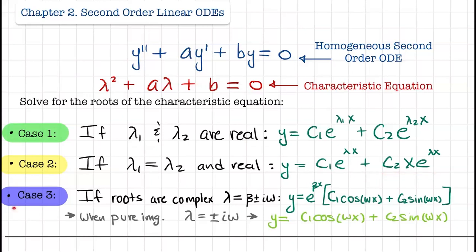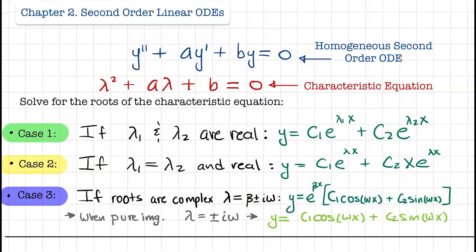Now, case 3 can have two situations. In case 3, basically you get it when your roots are complex. So if you get any imaginary plus real numbers, complex numbers, this will be its solution. You can see we have an exponential times the two trig terms, sine and cosine, where this beta is that real number from the roots that will go with the exponential. And then this omega that's in front of the i will be that number that will be inside the cosine and the sine.